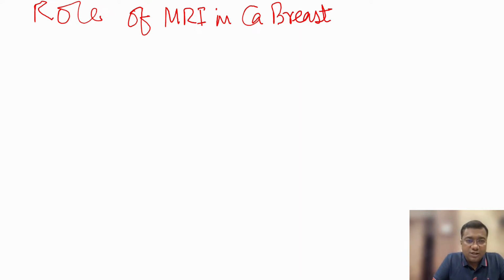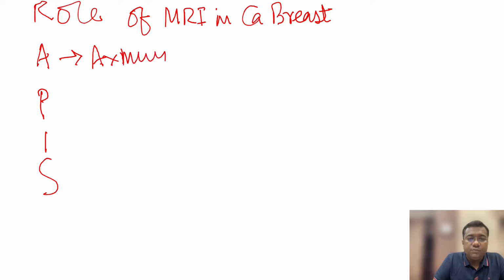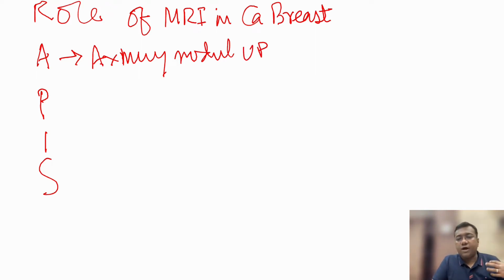Now what are the indications? I remember them as APIS, APIS. What is that? This is for diagnostic purpose. A stands for axillary nodal metastasis with unknown primary. Okay, so you have an axillary metastatic node without any known primary. So there comes the role of MRI both breast.